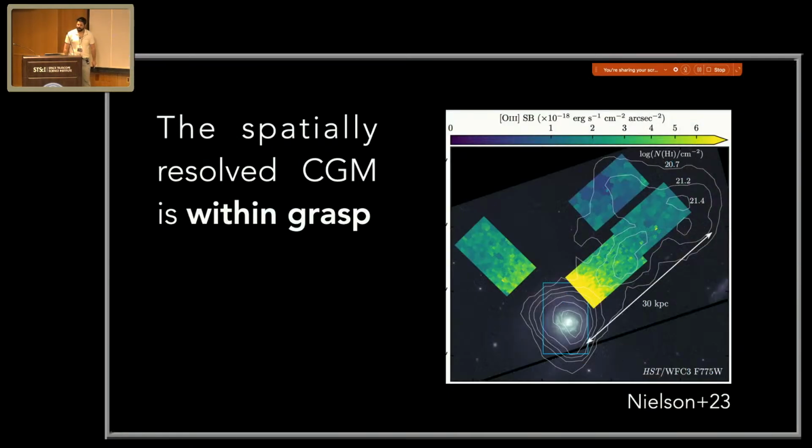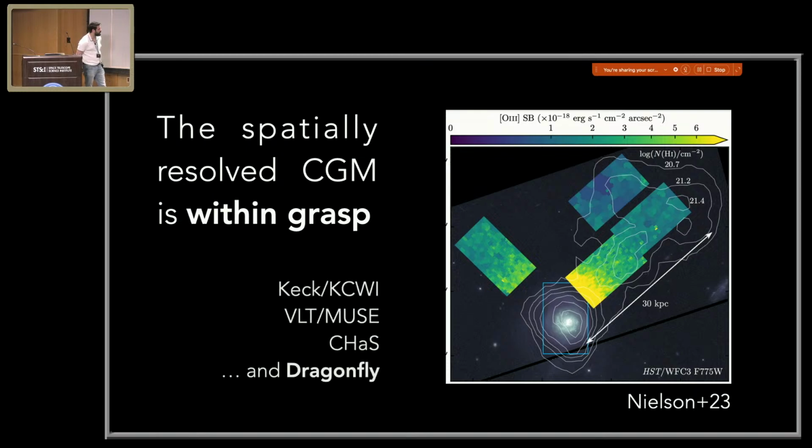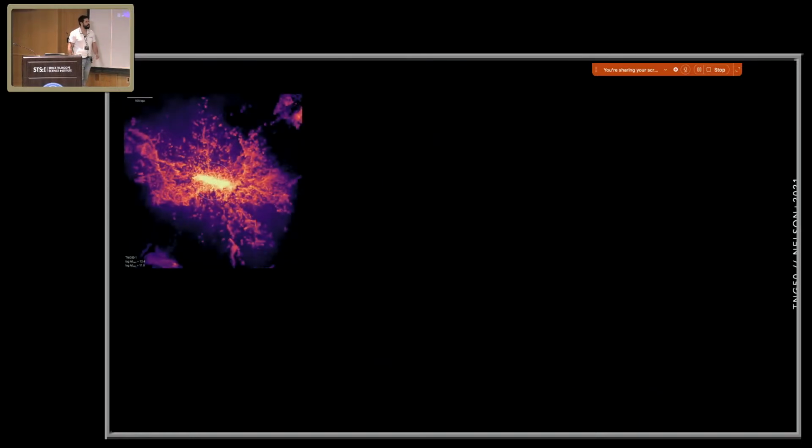So I think the really exciting thing to start with, we just saw this really nice figure, is that the spatially resolved CGM around individual galaxies is actually nearly within our grasp. And with instruments like Keck KCWI and KCRM, VLT MUSE, as well as upcoming spectrographs like CHAS, and as I'll explain with Dragonfly, we really have the opportunity to go and map where the gas is in the CGM in emission. And I think we can all agree that this is really something we need to do.